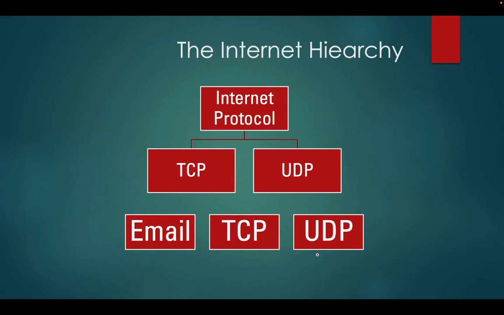So here's the internet hierarchy. This is a good way to think about it. The internet protocol is the most important, overarching one. Then comes TCP and UDP, which help send the data to different parts. And then comes, for example, email and that stuff, and domain names.